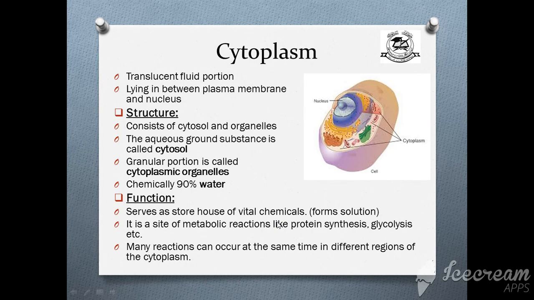Many reactions can occur at the same time in different regions of the cytoplasm. As it is having many organelles, each organelle is responsible for its duty or function. So many of the reactions are happening at the same time. These are the functions, and now we will discuss one by one all the organelles and their structures. What we have to learn about their structure and their function. Function means their job, their duty.